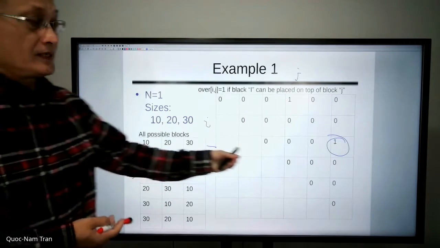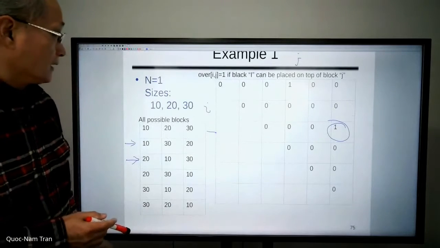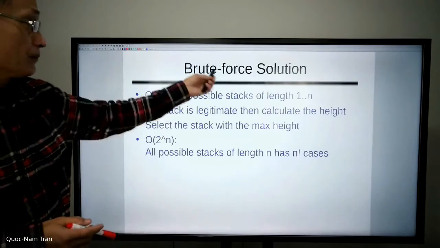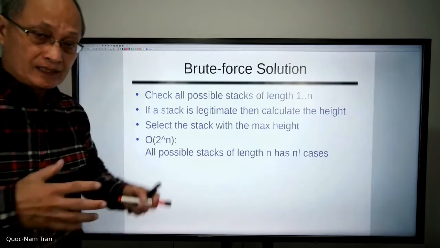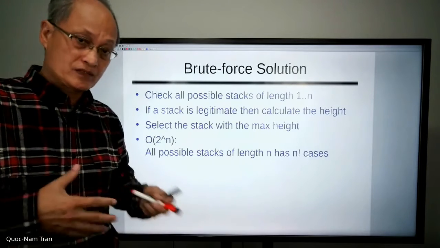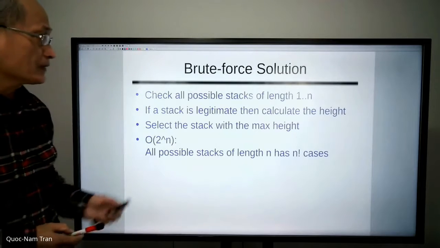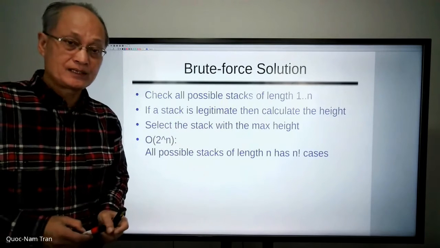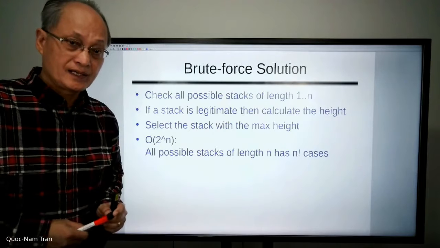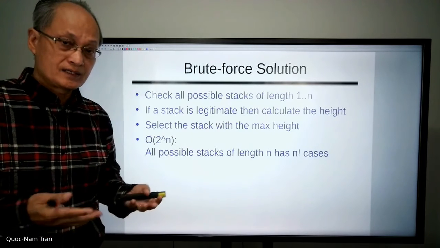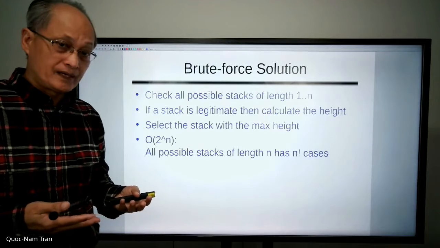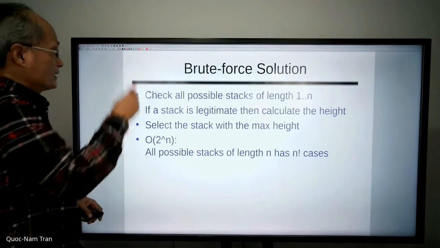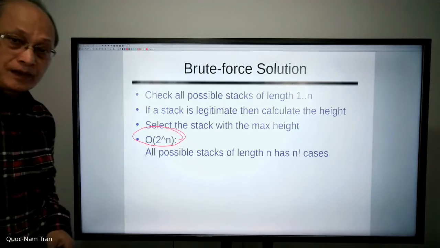Okay, so after we have this, we have a brute force solution, meaning that we want to have the exhaustive search, right? Exhaustive search means that we check all possible stacks, okay? And then if the stack is legitimate, we find the height and then choose the tallest stack. And last time we already mentioned that this one will take us 2 to the power n, right?